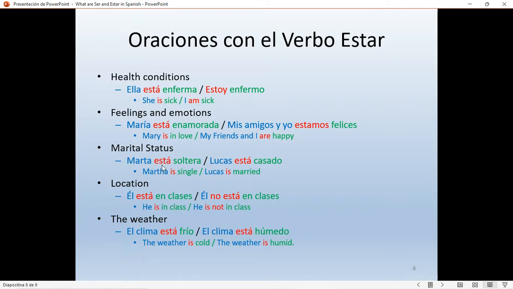Marital status. Marta está soltera. Marta is single. Lucas está casado. Lucas is married. Maybe you can say, oh, Mrs. Lorenzo, but marital status should be something permanent because to change it entails a long time and a big effort. That's true. But in general, when we talk about the marital status of someone, most of the time we use estar instead of ser. It doesn't mean that if you use ser, you are going to be wrong. You can use ser. But estar is more common. So it is the verb that is used the most when we talk about the marital status of someone.